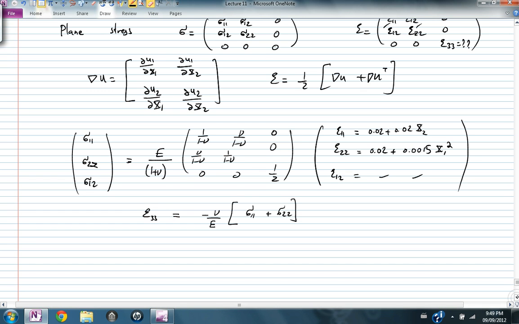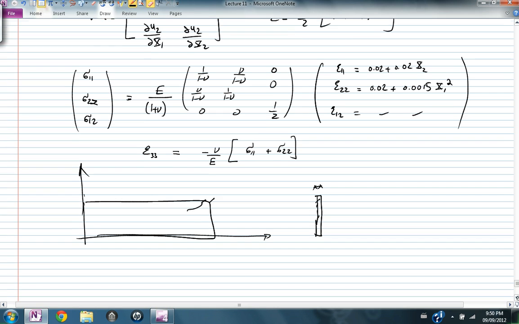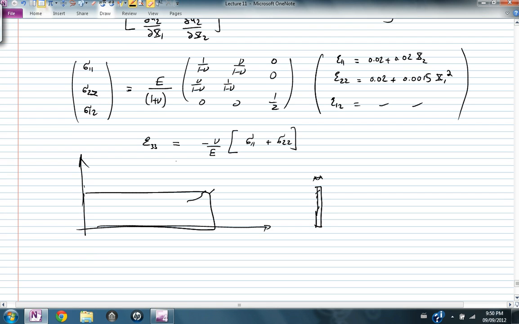So basically, I have a plate. The plate deforms. It's in a state of plane stress, which means it's allowed to deform in the thickness direction, to contract or expand. And since it's allowed to expand or contract, this epsilon 33 has a value.